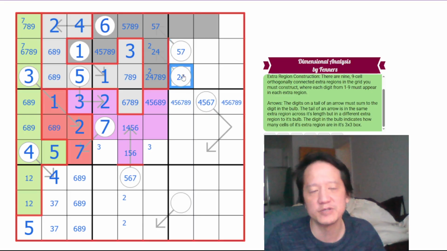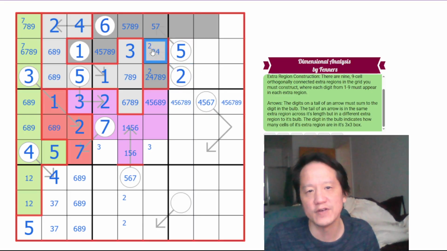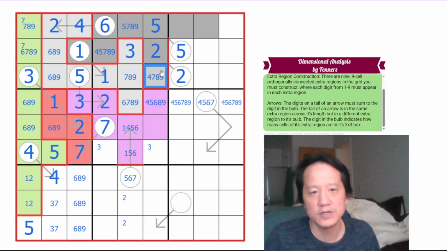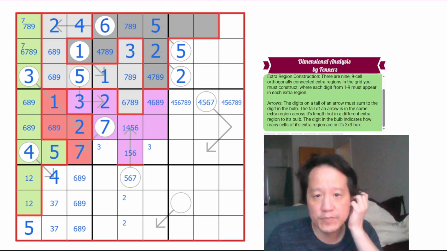This must add up to 7. So this is 2 and 5. This is 2 and 5 then. This can't be 2 here. These can't be 5. And this can't be 5 here. So this is a full region. These have to be separate regions here.